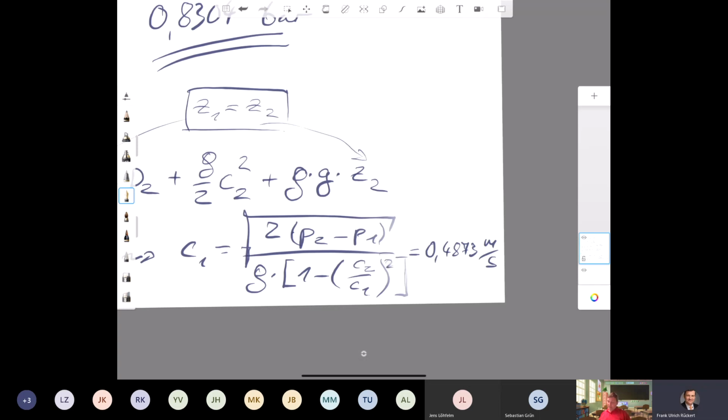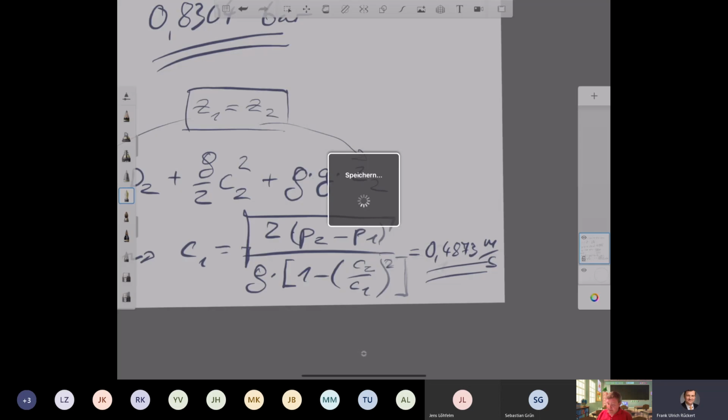Okay. That's the velocity C1. And now we want to calculate the volume flow. And I take a new slide. And this volume flow and mass flow calculations are always something you should always know. I write it in big letters. Volume flow is C1 times area 1.